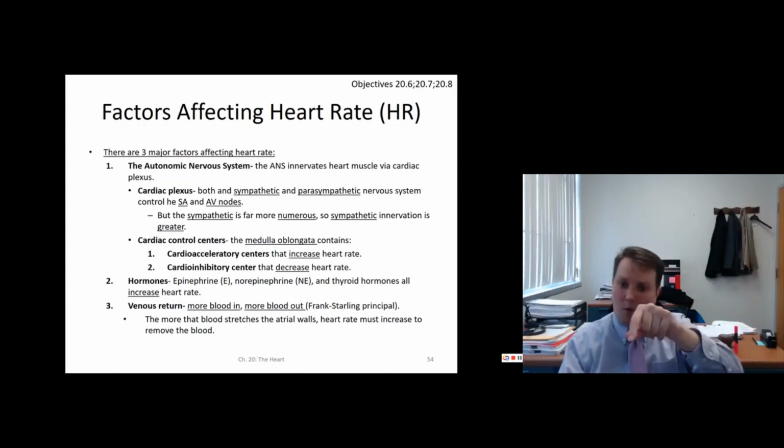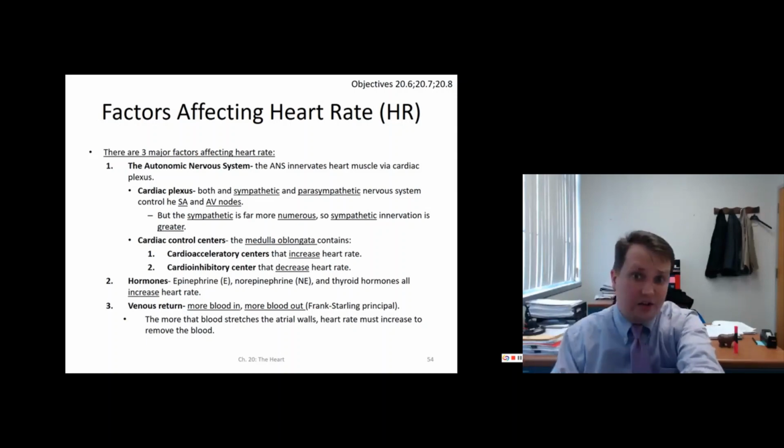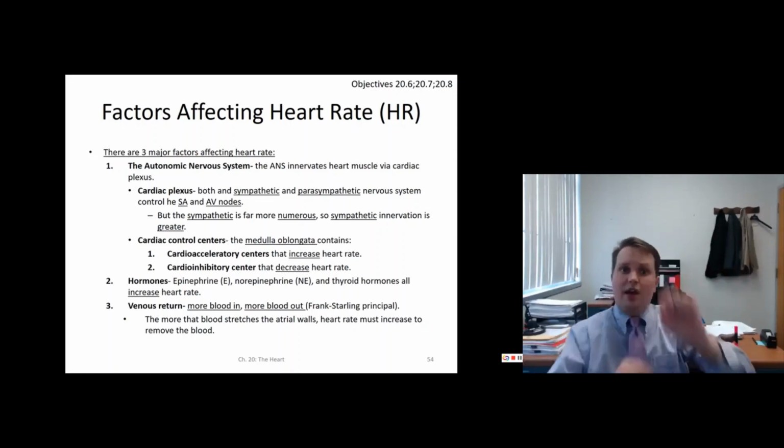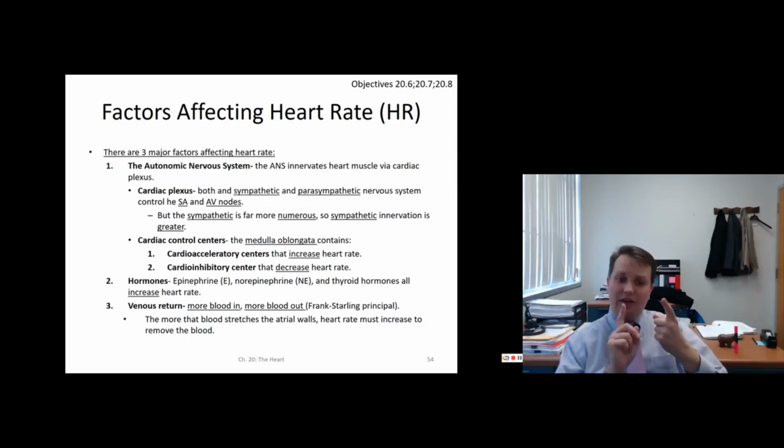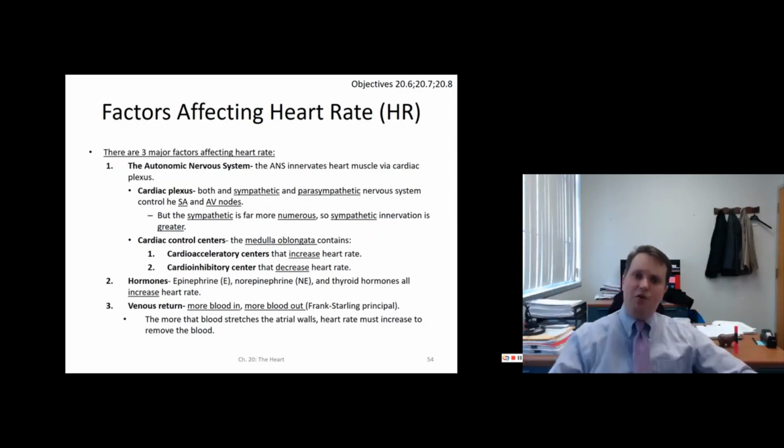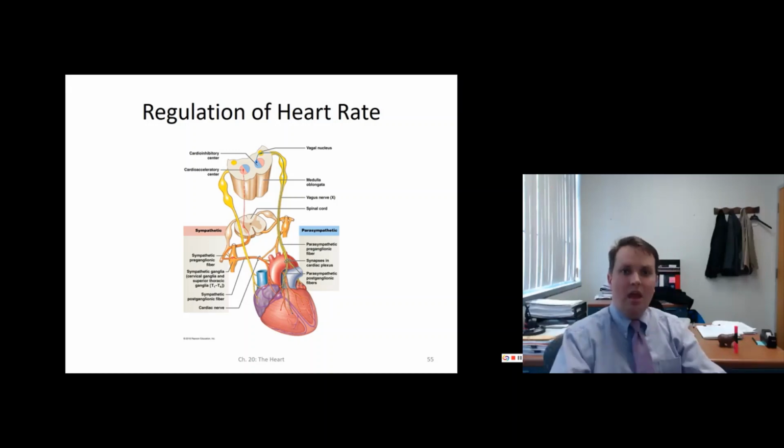Venous return. More blood in, more blood out. Whose principle says that? Frank-Starling Principle. Make sure you know that. Tattoo that on your wrist, okay? Now that means there's more blood stretching the atrial walls. That means your heart rate goes up to try to get that blood cleared out, okay? So anytime you ever increase the stretch of the heart walls, that causes your heart rate to go up. This is why when you work out and you move your body, you start to increase the venous return, which starts to increase the heart rate, okay? And you can actually see your cardio-inhibitory and acceleratory centers in the medulla oblongata.